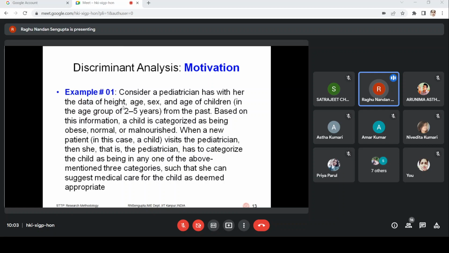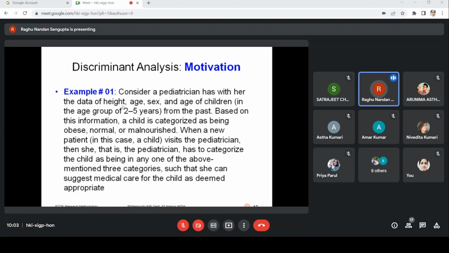So consider the first example: a pediatrician has with her the data related to height, age, gender of kids who are in the age group of 2 to 5, and she has that from the past, because she has been practicing for the last, say for example, 4 or 5 years. Now based on this information, any child can be categorized as either being obese, being of normal health, or being malnourished. And depending on that, she will advise the parents of these kids or the guardians of the kids to either change the diet, take care of their health, whether some sort of extra consultation is needed, and so forth. That's her expertise.